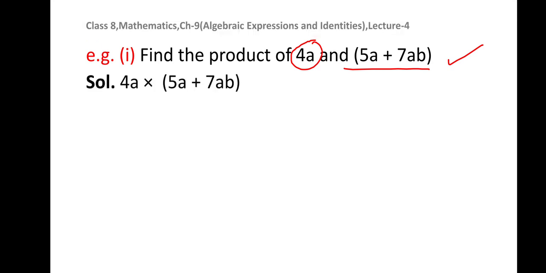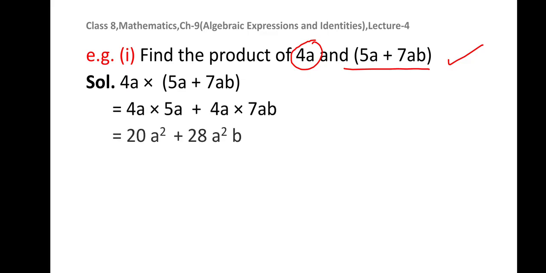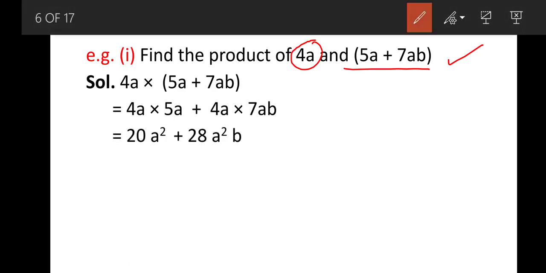Now, this 4a is to be multiplied by 5a, and 4a is to be multiplied by 7ab, like I have written here. And then this will be your answer. So what I have done, using the distributive law, is multiply 4a by 5a plus 4a by 7ab, and your answer will be 20a square plus 28a square b.